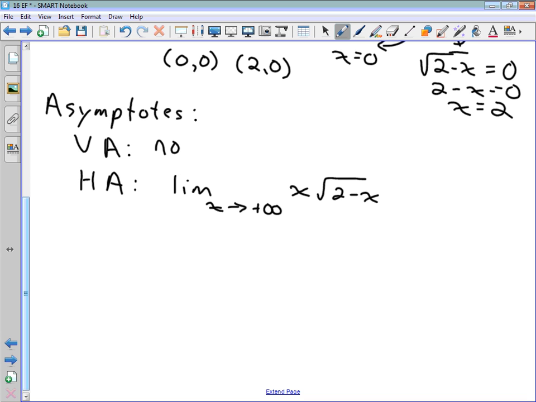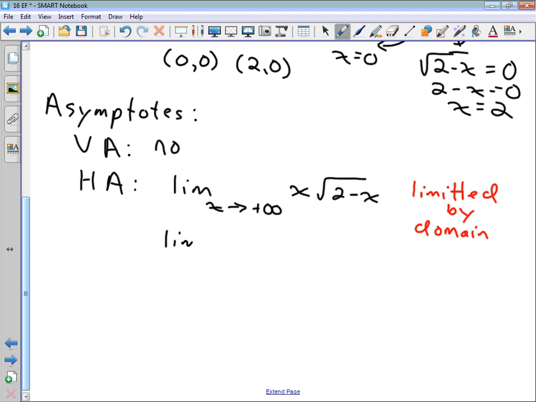Say that again, Luca. Yeah, we can't take the limit as x goes to infinity because our domain ends at x equals 2. So there's no point in considering this. So I don't even know what we can say here. Let's say limited by domain. Okay. So we don't even have to consider the end behavior for positive x values because it never goes anywhere.